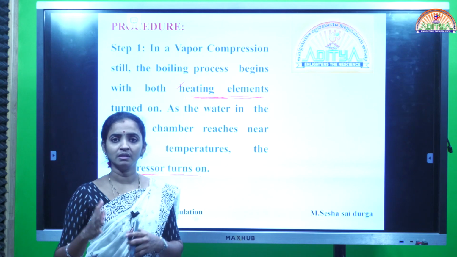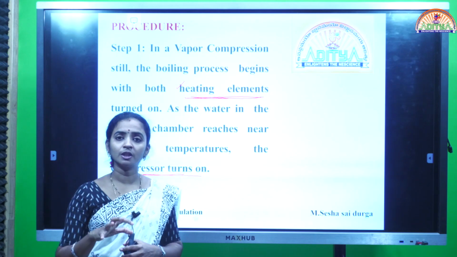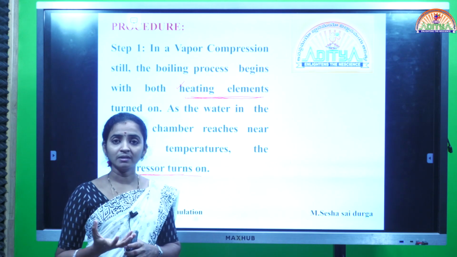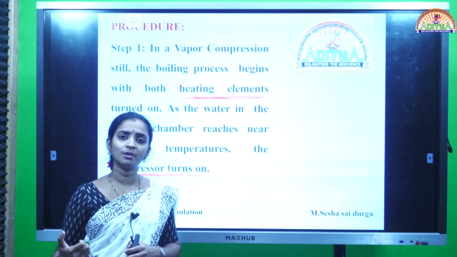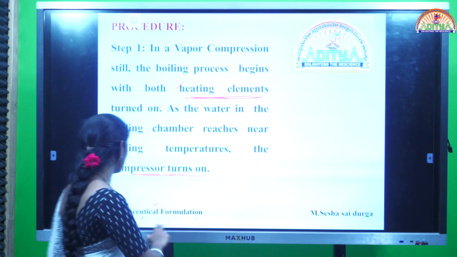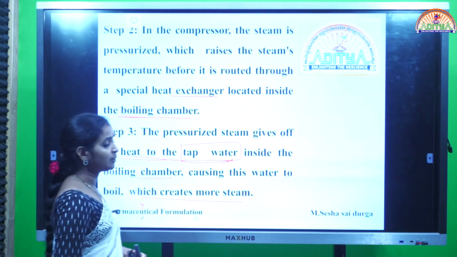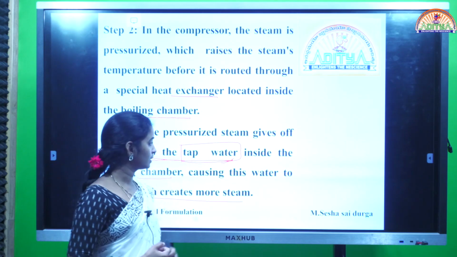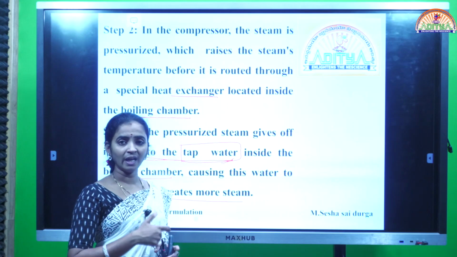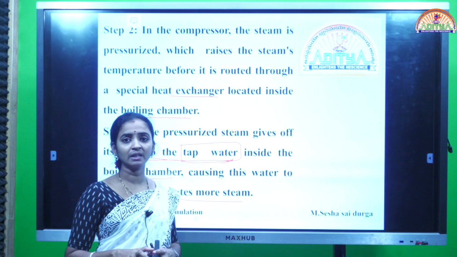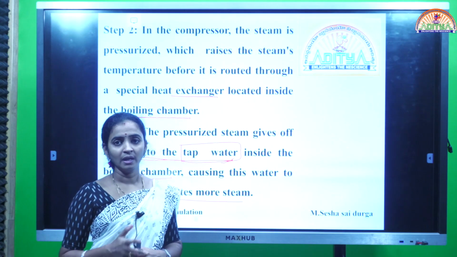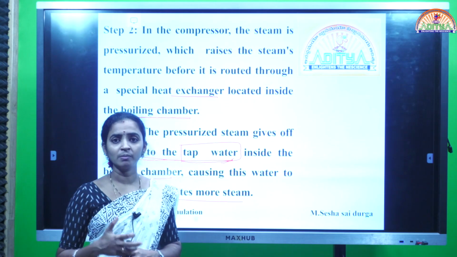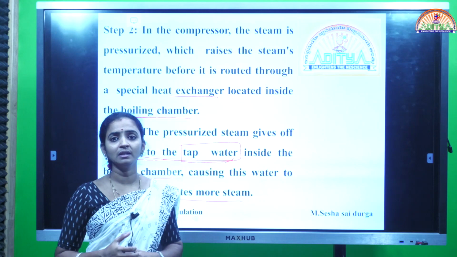In the compressor, high pressure will be exerted on the steam. Now the highly pressurized steam acts as the heating source for the boiling of the tap water. What is happening in the third step? The highly pressurized steam gives its latent heat to the tap water. Now with the help of this pressurized steam, the tap water will get boiled and it is also converted into vapor. Now this vapor must be condensed to collect the liquid.